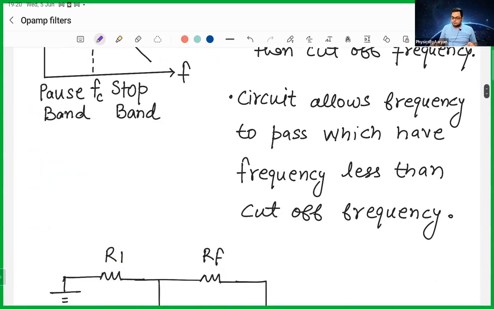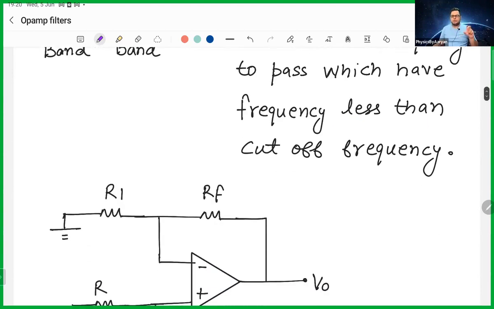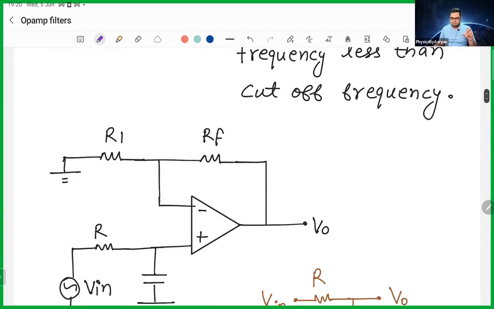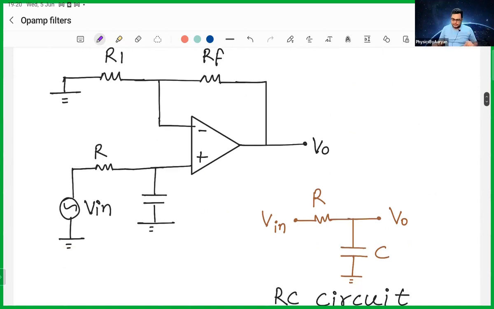So this circuit allows frequencies less than the cutoff frequency to pass. You don't have to go into too much detail. You should know that this is how the circuit looks. For a physics student, this much is enough. This is your op-amp, and this is your feedback circuit. You have two feedback resistors, R1 and RF, and here is your grounding.